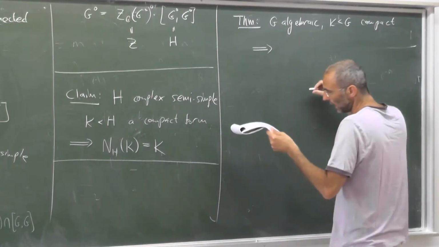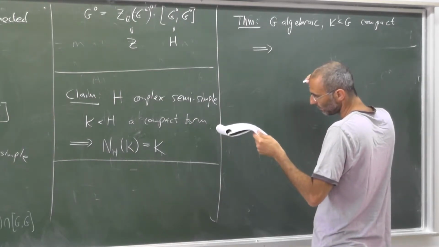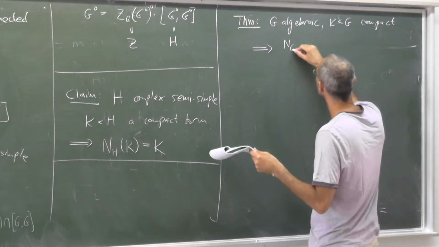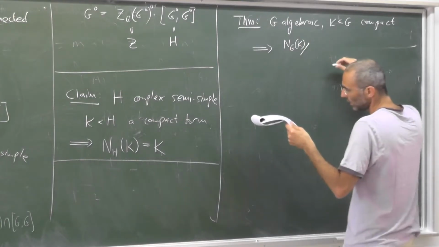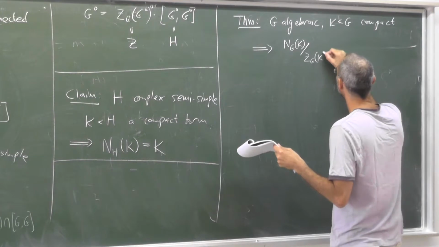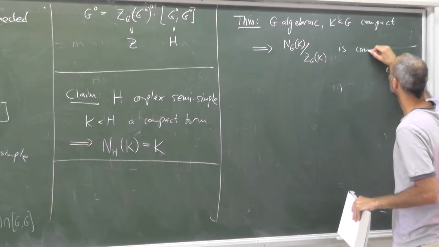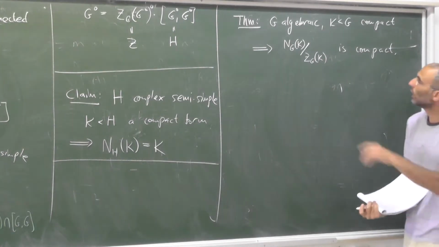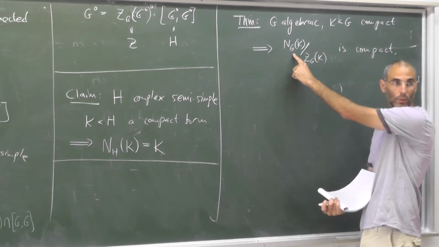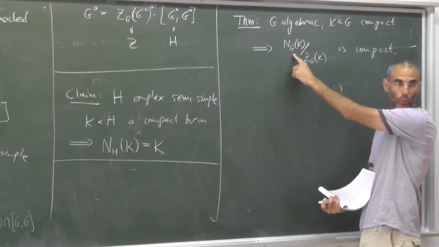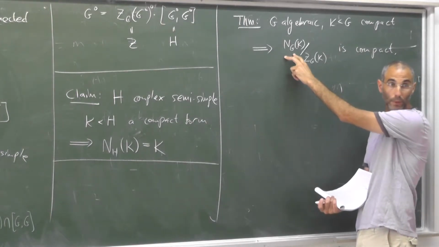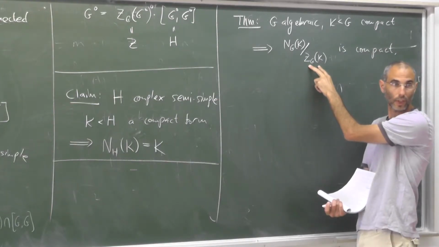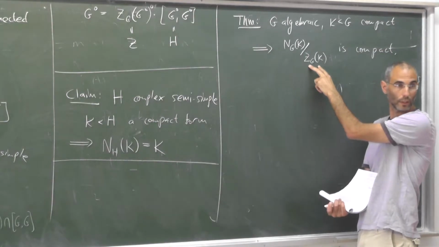Then I claim that the normalizer of K over the centralizer of K is complete. So again, the normalizer group is a closed subgroup in G. So now consider this as a topological group. It may not be compact, but its non-compactness comes from things that actually centralize, commute with K.